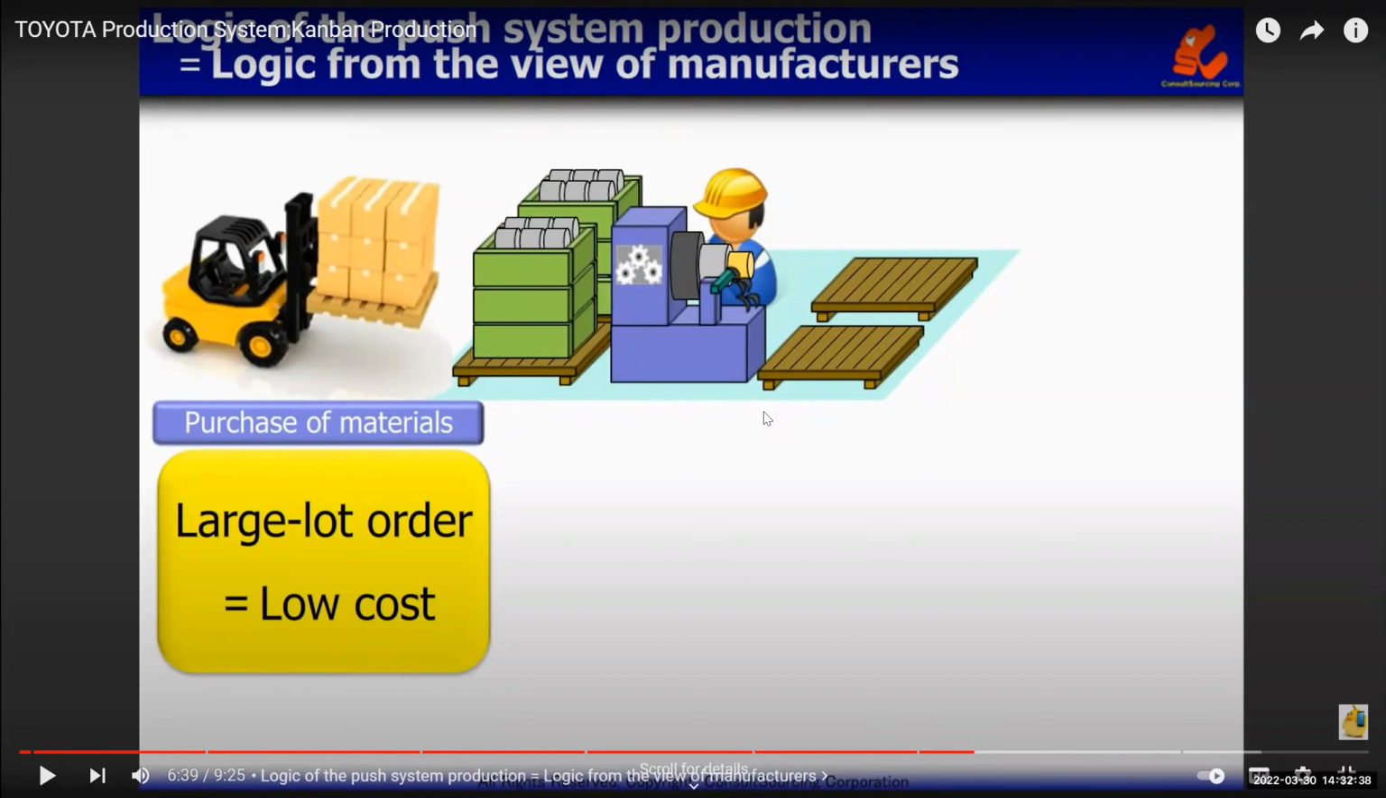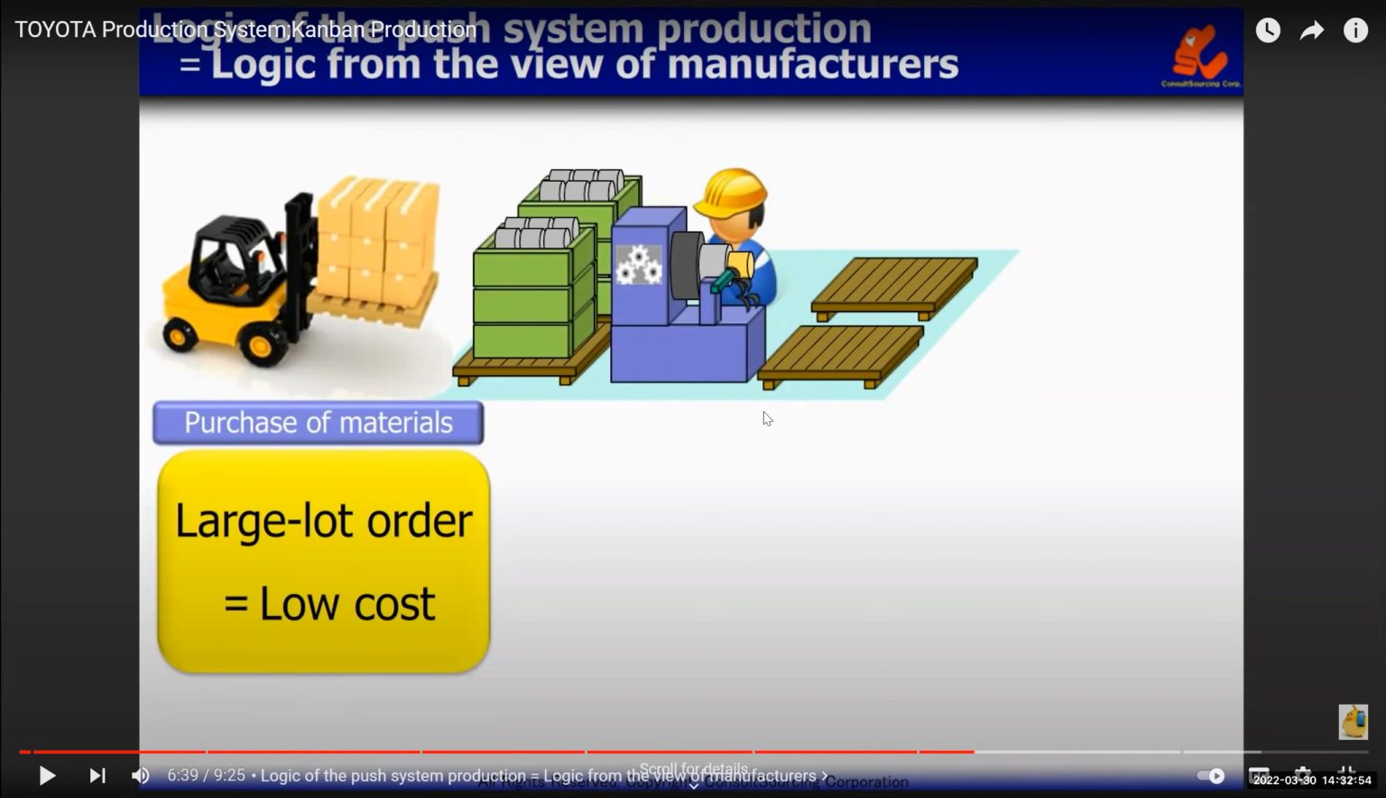Pull system, yes, is triggered from the customer order. Push system is triggered from a forecast of how many units you're going to be needing in the next time period. Yes. So this is going into what I mentioned already.